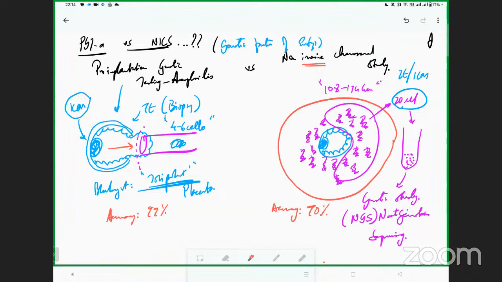For a little while back, actually, the genetic study was not so easy because the amplification kits were not so commonly available and they were not very good. But the amplification kits which are now available are fantastic. So it is very, very good.